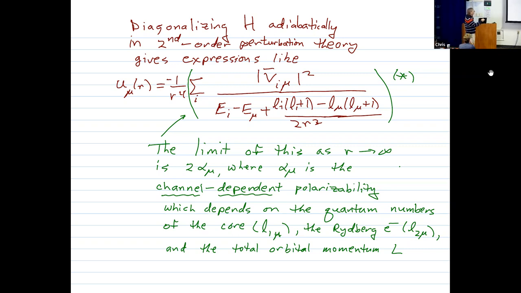Now, if you neglect this denominator, take the R going to infinity limit, this whole thing in parentheses here is actually twice the channel polarizability, which if it were an S electron core, would just be the normal static polarizability. Here, it will be some combination of what's usually called the scalar and tensor polarizability, and that linear combination is determined by the L values of the channel.